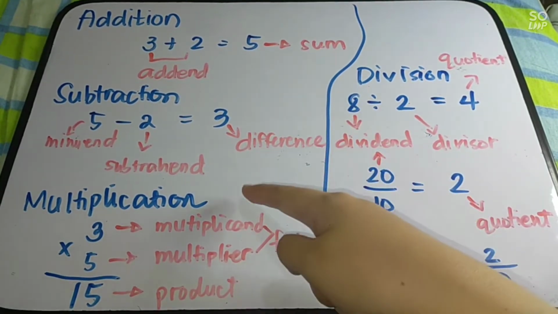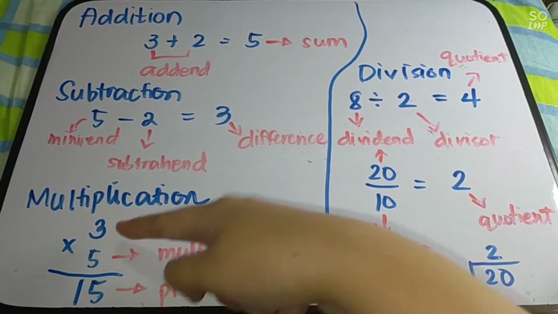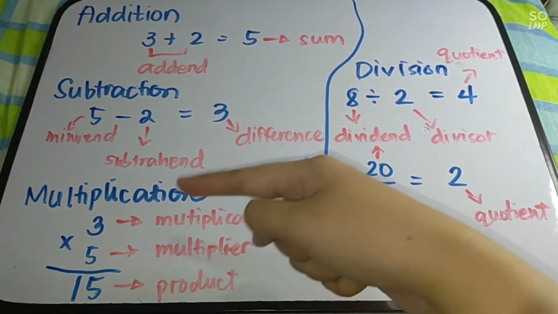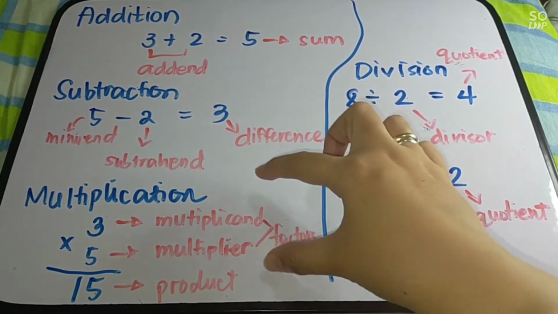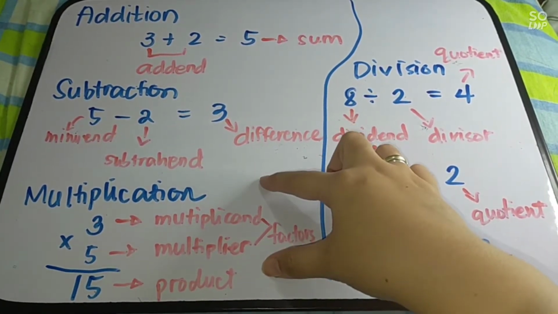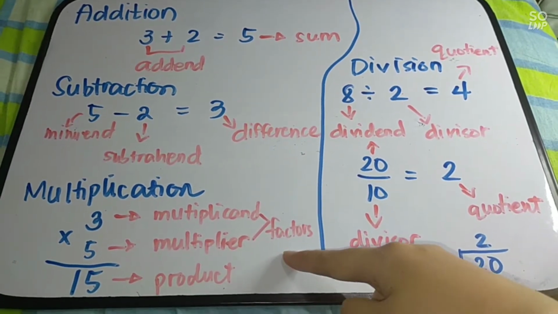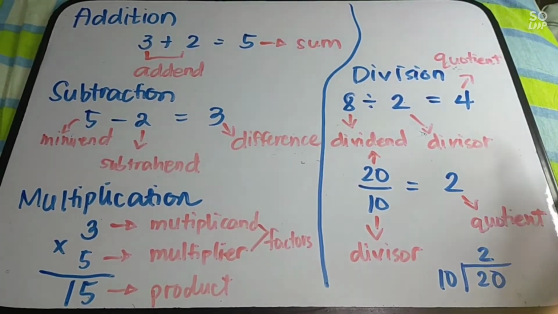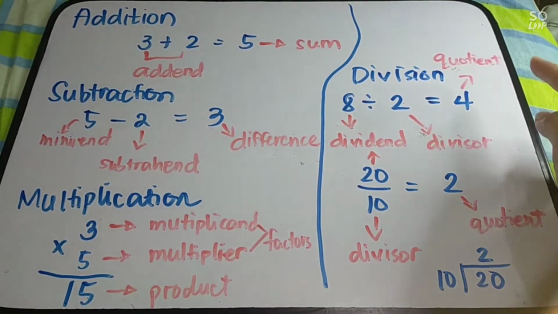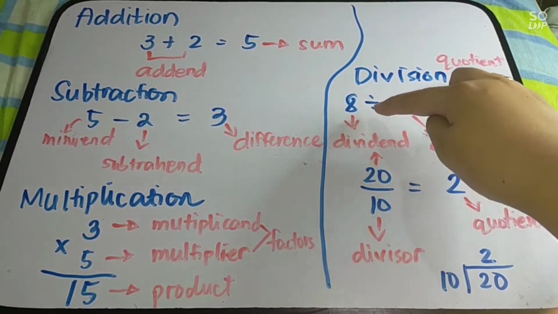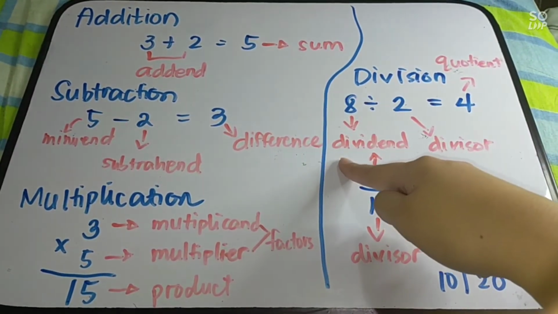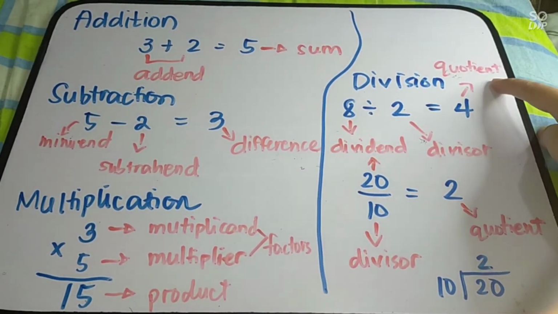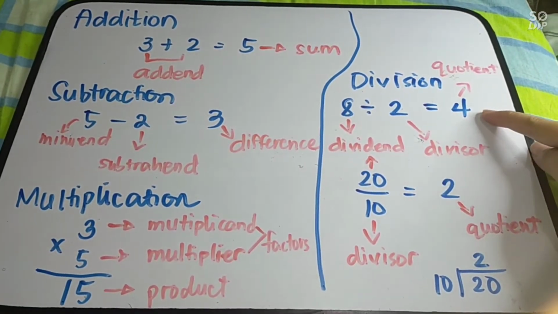Multiplication. Sa multiplication, yung unang number mo, ang tawag doon ay multiplicand. And the second number, yung minumultiply mo, is the multiplier. Then, si multiplicand and multiplier, pwede rin siyang tawagin na factors. Then, the answer in multiplication is what you call product. Then, the last one, we have now division. In division, we have what you call the dividend. Yun yung unang number mo, dividend. Yung second number, ang tawag doon is divisor. And then, yung sagot mo, the answer is quotient.